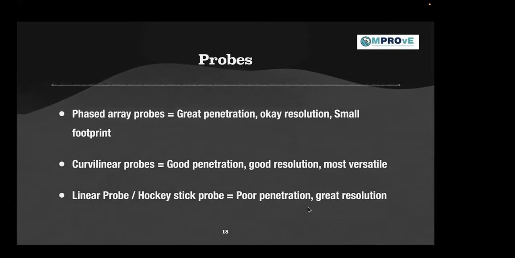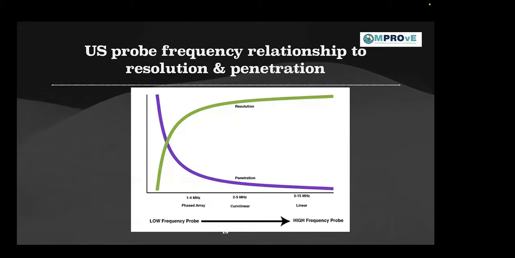So phased array probes have great penetration but okay resolution, because they go deeper into the structure and have a small footprint. Curvilinear has good penetration, good resolution, and it's the most versatile probe. So if you don't have anything, your curvilinear will get you through. A linear probe, or by extension the hockey stick, has very poor penetration but excellent resolution. And if you have it, nothing like it, you can use this for the lung ultrasound.